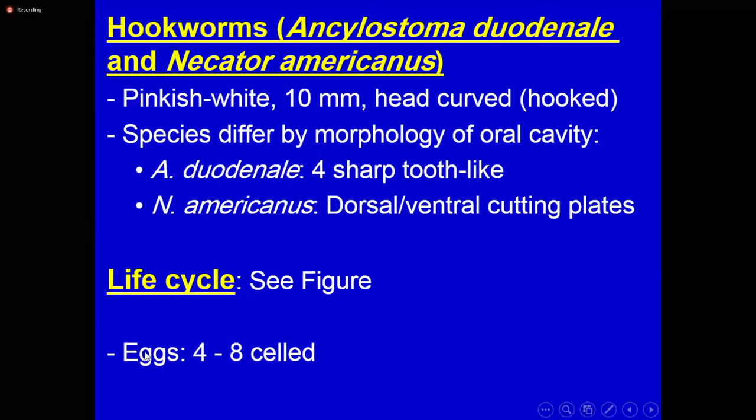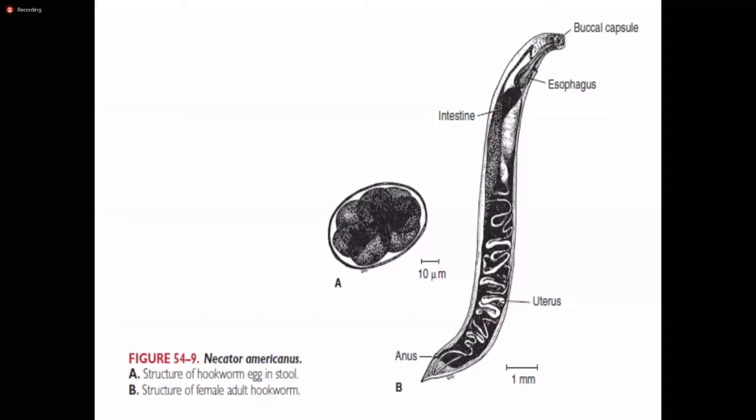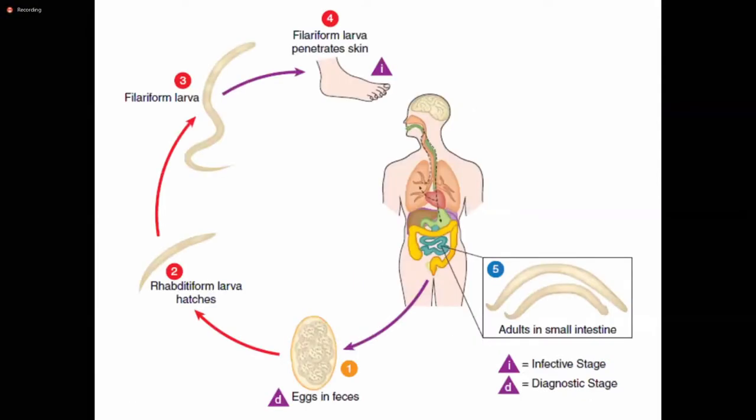The eggs have 4 to 8 cells inside them. Once you see 4 to 8 cells, this is a hookworm egg, and we will see it. You can see it. This is the egg, 4 to 8 cells inside the egg. So this is the hookworm, and this is the adult worm. Eggs are released.